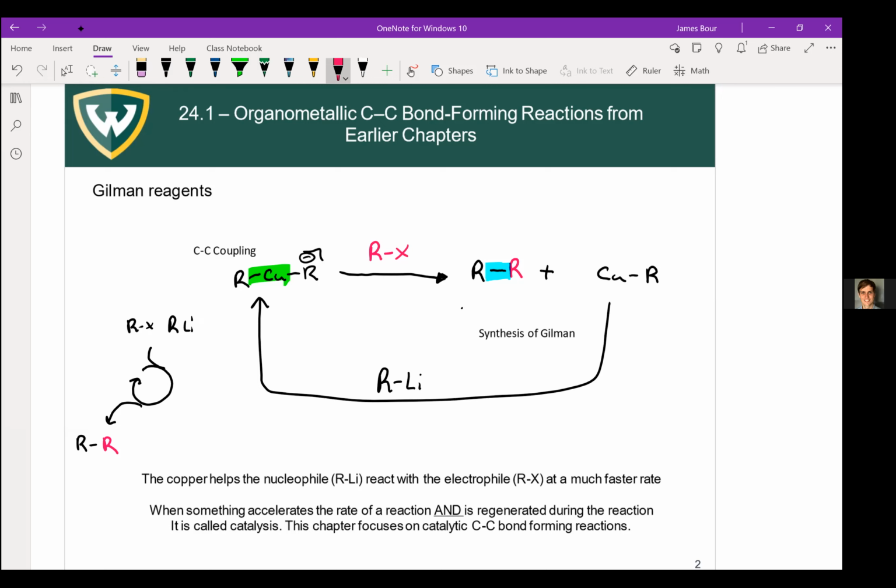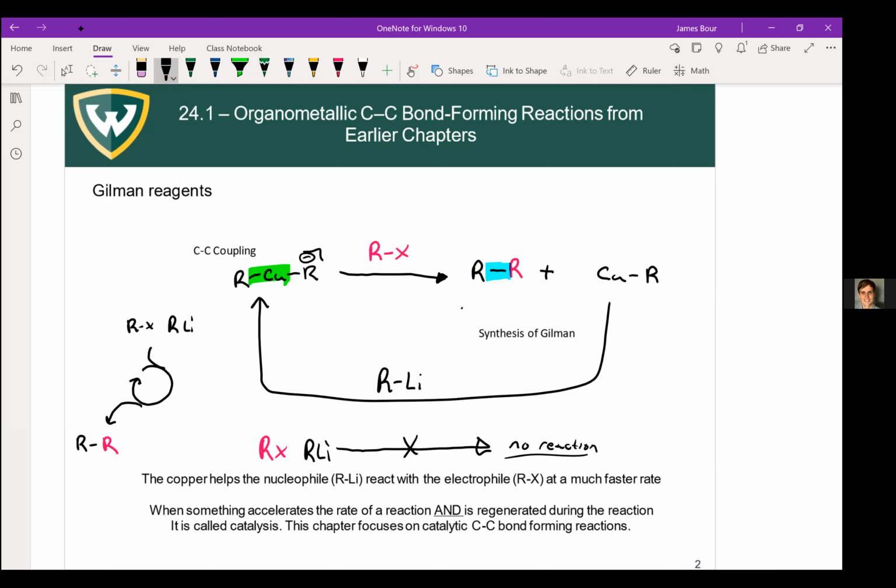Well, in this specific reaction, that doesn't work that well. However, there are examples where this is the case, where we can have one reagent accelerate the rate of reaction. That is, if we take RX and RLi and we mix them together, they react very slowly or not at all. So the copper in this case is what's called a catalyst. A catalyst accelerates a chemical reaction or makes a reaction occur that doesn't otherwise, but is also regenerated in the reaction. A Gilman reagent, due to practical limitations, is not really a catalyst.